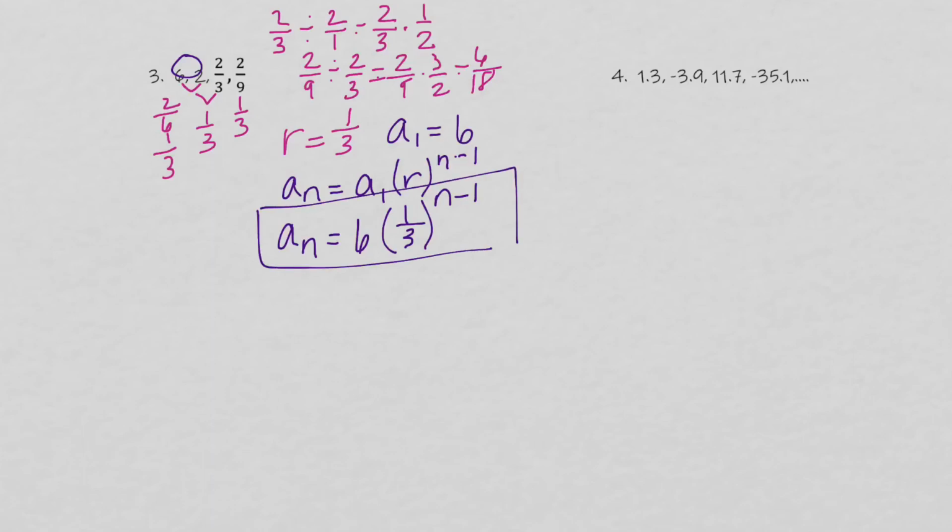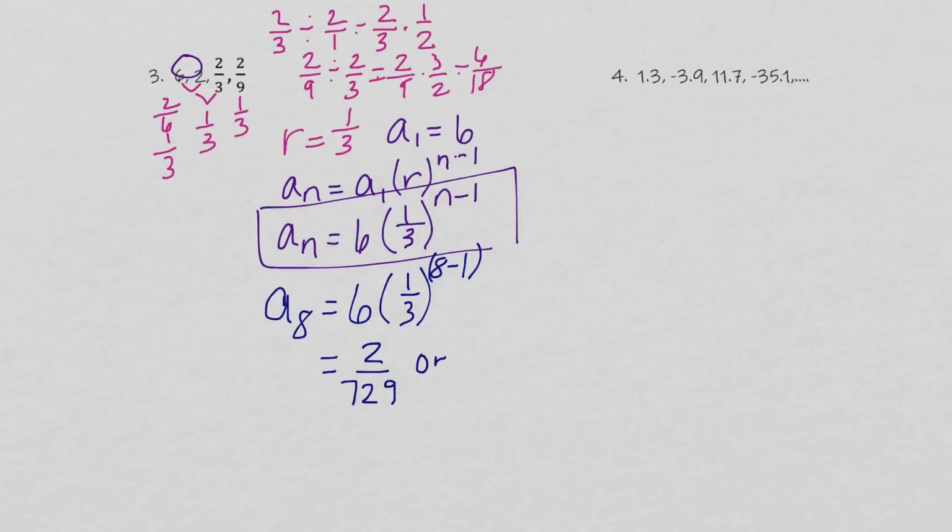So there's my general sequence. And now we're just going to plug a sub 8 in there. So I'd have 6 times 1/3 to the 8 minus 1. You might have to put 8 minus 1 in parentheses if you're doing it in your calculator, so make sure you're doing it correctly. And you should end up with 2 over 729, or approximately 0.003. Okay. All right, let's look at that last one there.